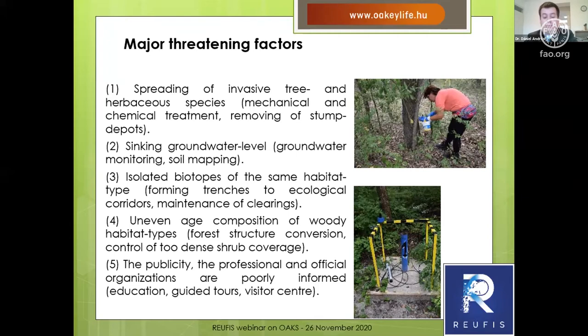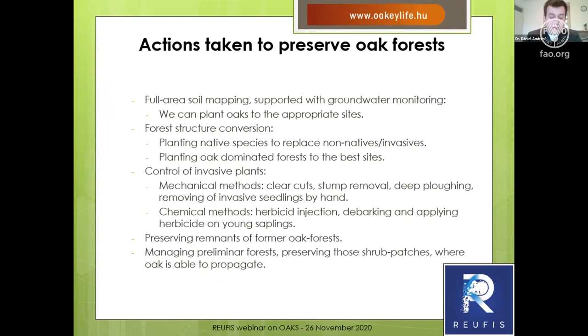The public, and the professional and office organizations, are poorly informed. Therefore, we bought and renewed a forest house for a forest educational or visitor center. In this center, we could educate different ages of students and people. In general, the LIFE projects have five different action groups: the preparatory actions, the professional actions, the monitoring actions, the educational and PR actions, and the actions of the project management.